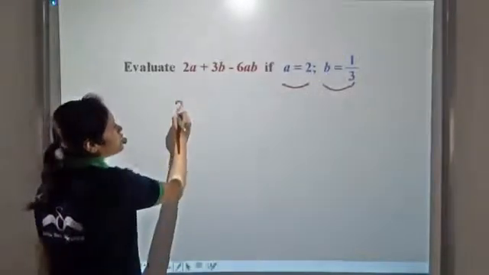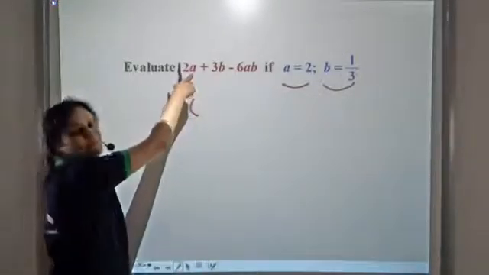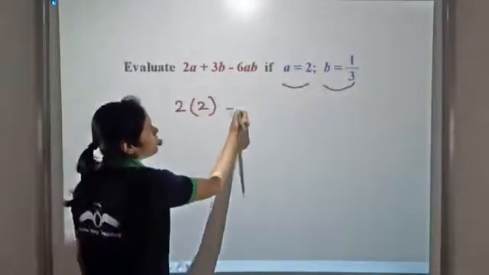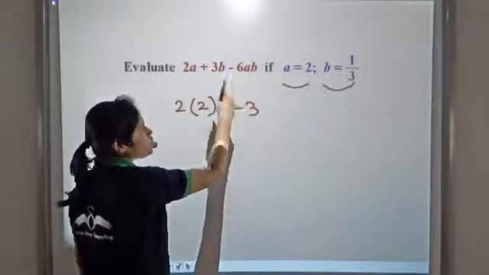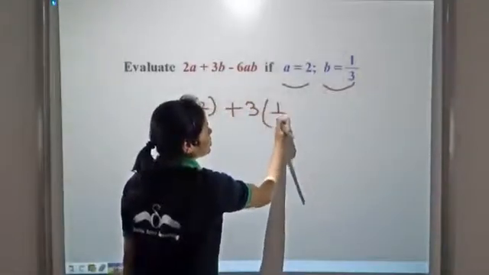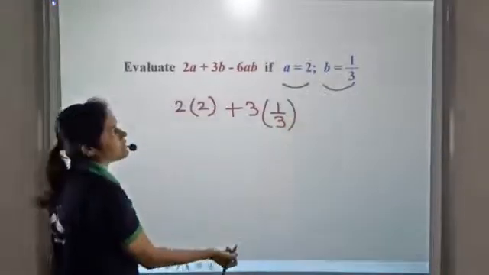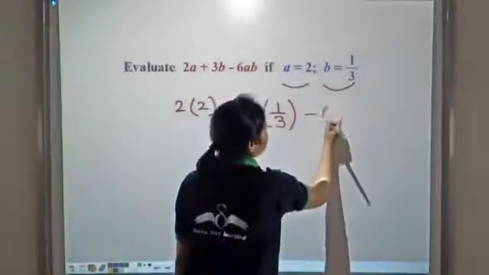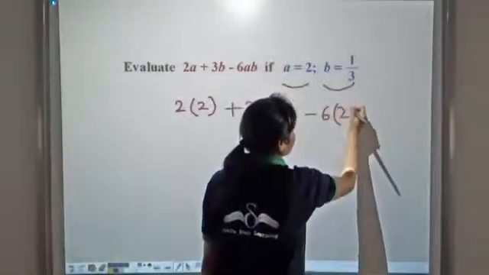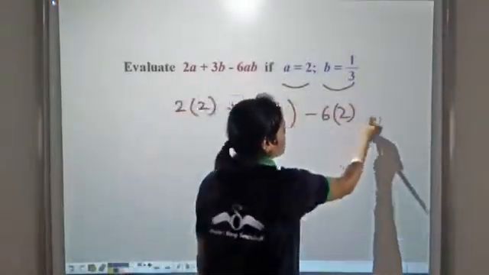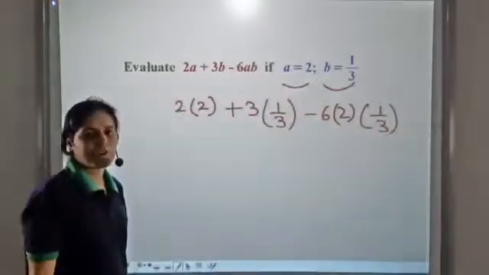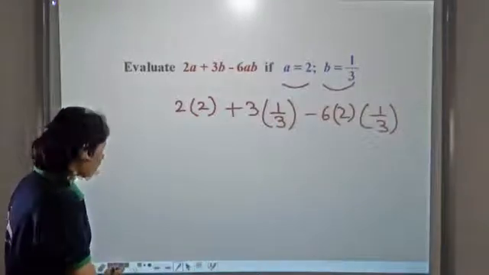So we have 2 into, in place of a, we substitute 2, plus 3 into b. So for b, we have 1/3. So we put 1/3 minus 6 into a. Again, a is 2 into b. b is 1/3. So this is what we have. Now let us simplify it.